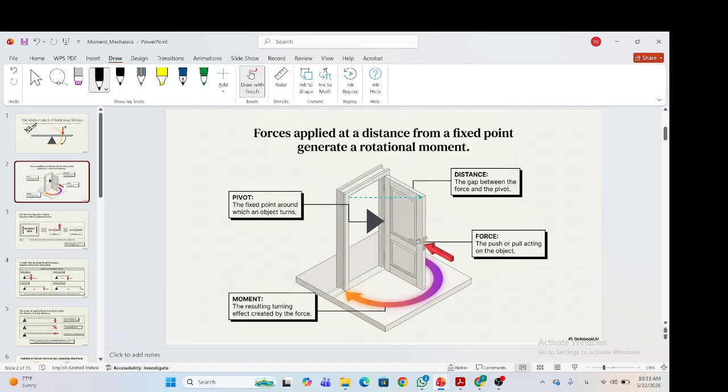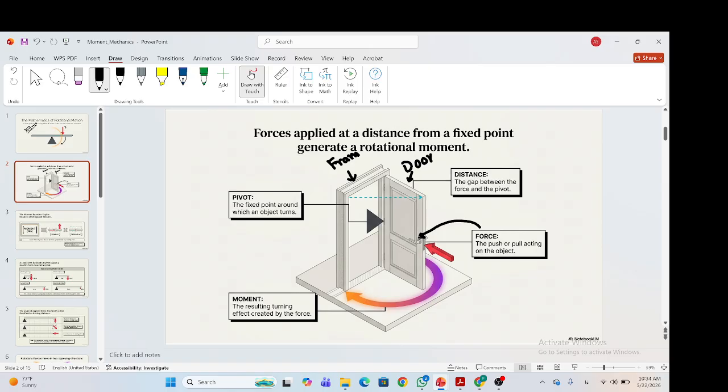Now see here the first part. Okay, here we have a door. This is a door, and let me explain point by point. Okay, so here this is the frame of a door, the frame. Okay, so on a daily basis what do we do? We apply a force at a specific point. For example, here is the position where we are applying the force, and this force is called what? The push or pull acting on the object.